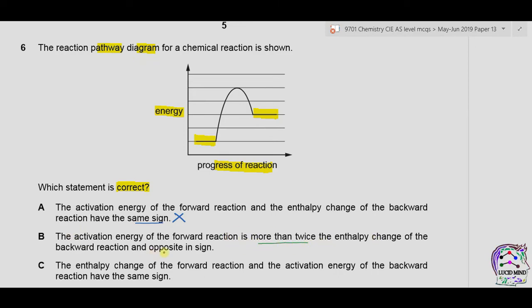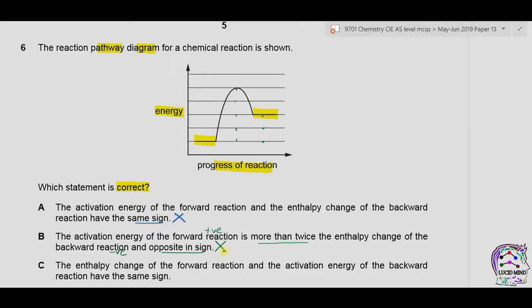Part B, the activation energy of the forward reaction is more than twice the enthalpy change of the backward reaction and opposite in sign. Again, the activation energy of the forward reaction is positive while the enthalpy change of the backward reaction is negative. So it is opposite in sign. Now let's find out whether it is more than twice or not. As we can see, the activation energy of the forward reaction consists of 1, 2, 3, 4 lines, while the enthalpy change of the backward reaction consists of 2 lines. So it is exactly half of the forward reaction, so therefore we can say that it is not more than twice, it is exactly twice the enthalpy change.